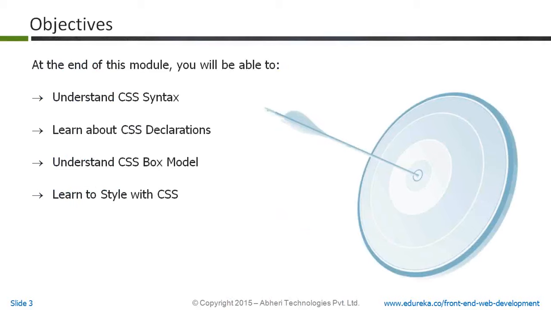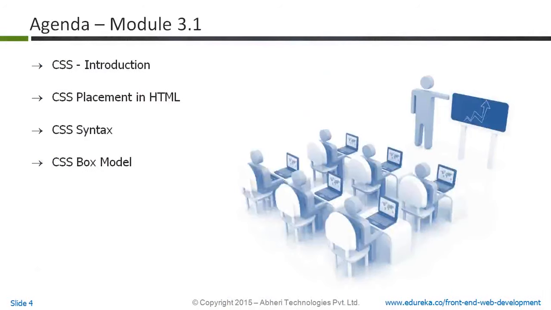Finally, having learned all this, your end goal is to style these HTML elements using cascading style sheets, that is CSS. As we said, we'll be covering the topics in sub-modules. In module 3.1, we'll have a brief discussion about CSS, then the different places where we can put these CSS style declarations, the syntax of it, and finally the box model. This will be covered in sub-module 1 of module 3.